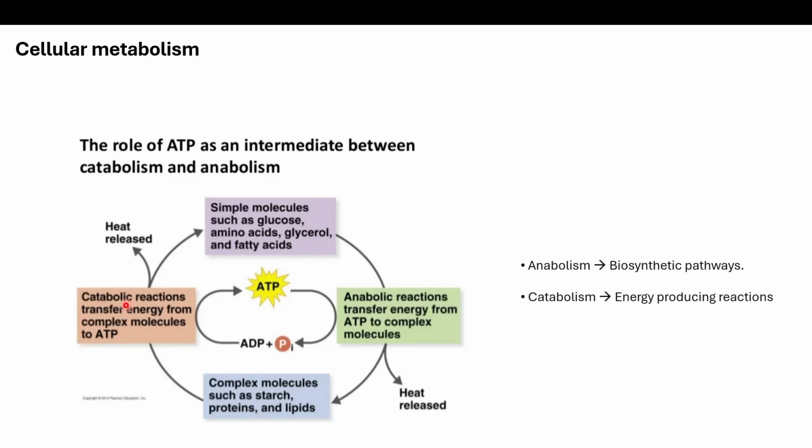Catabolic reactions transfer energy from complex molecules to ATP. Heat is released, eventually giving rise to simple molecules such as glucose, amino acids, glycerol, and fatty acids. Eventually, these are used in anabolic reactions which transfer energy from ATP to build complex molecules. Heat is released, and complex molecules like starch, proteins, and lipids are formed. So if we talk about the overall metabolic reactions that go on in our body, this is how it happens.